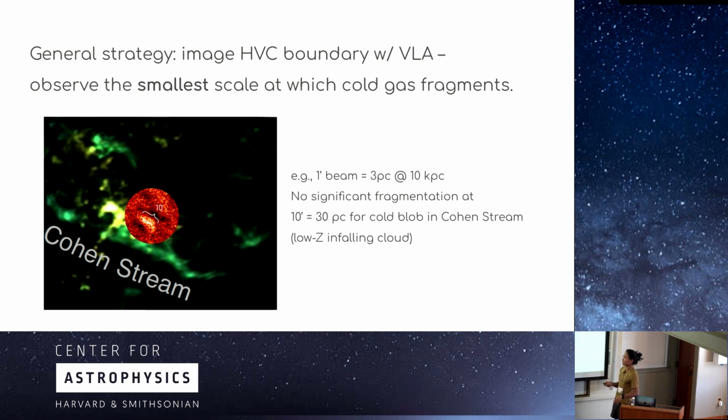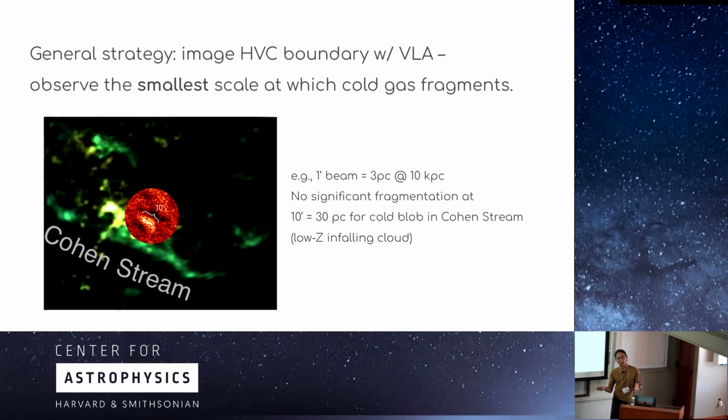So this is an example of an actual HVC. It's a Cohen stream. It's in our galaxy. It's about 10 kpc away, which means that our beam size of an arc minute is around 3 parsecs. And here, this whole thing is about 10 arc minutes long. So it's about 10 resolution elements in a row. And we just don't see significantly over and under dense clumps forming within this subclump.